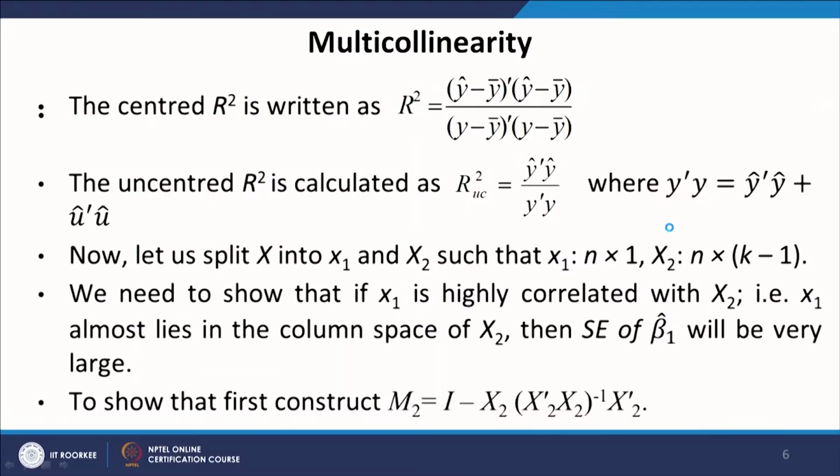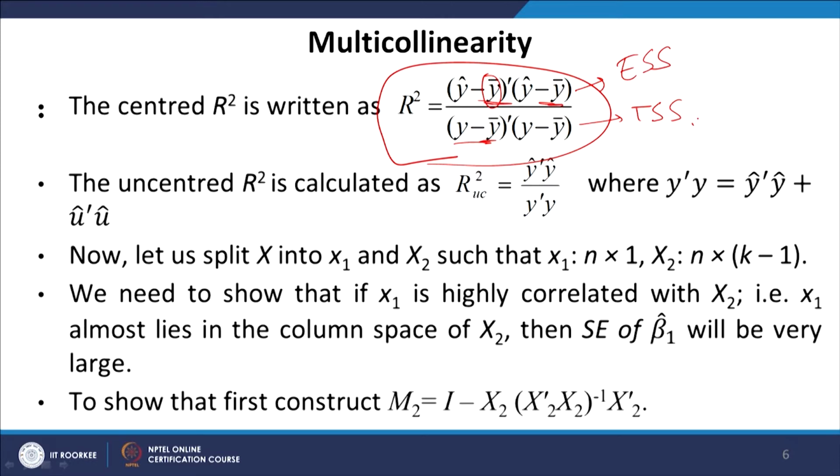So, we define the centered R square as this. This is centered around the mean value of the series. So, (y hat minus y bar) prime multiplied by (y hat minus y bar), this is my explained sum of squares, and what is it explaining? It is explaining the deviation of the estimated y hat from the mean of the series y, right. So, it is centered around the mean values, and that is why it is called centered R square. Similarly, in the denominator I have (y minus y bar) prime multiplied by (y minus y bar). So, the original values are also centered around their mean values. This is our total sum of squares.